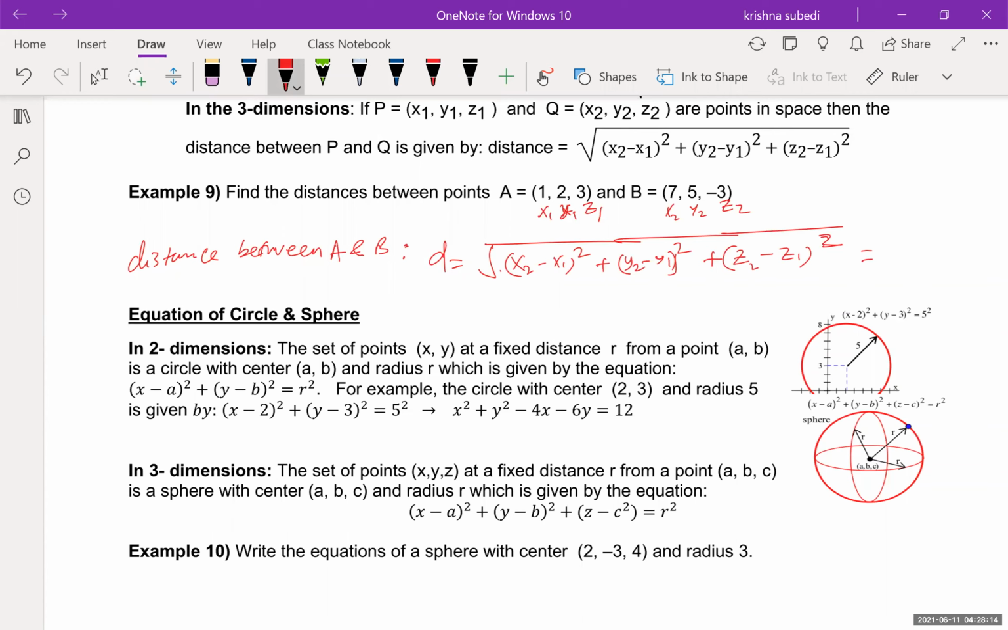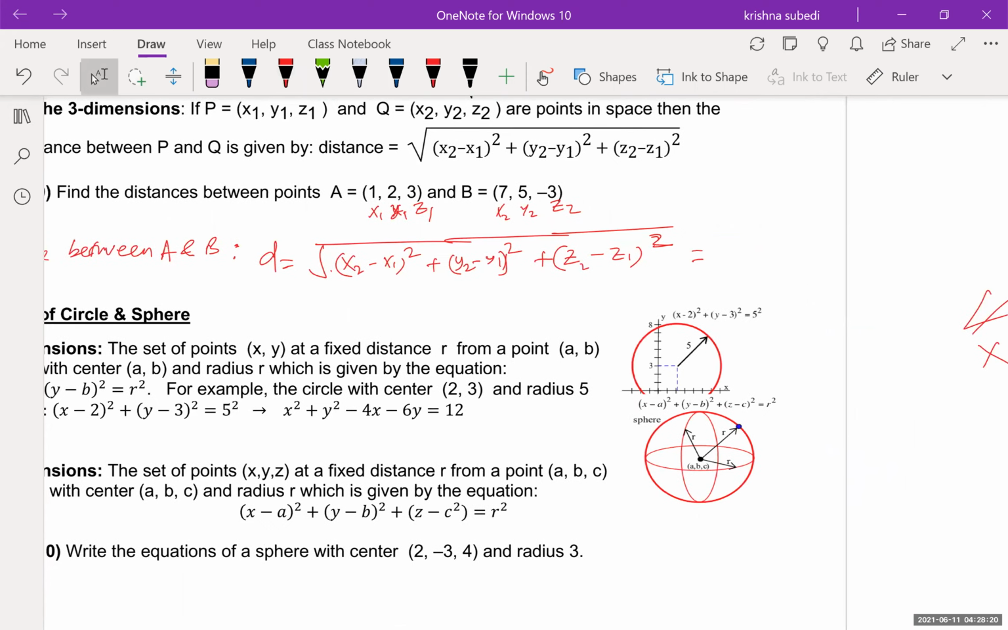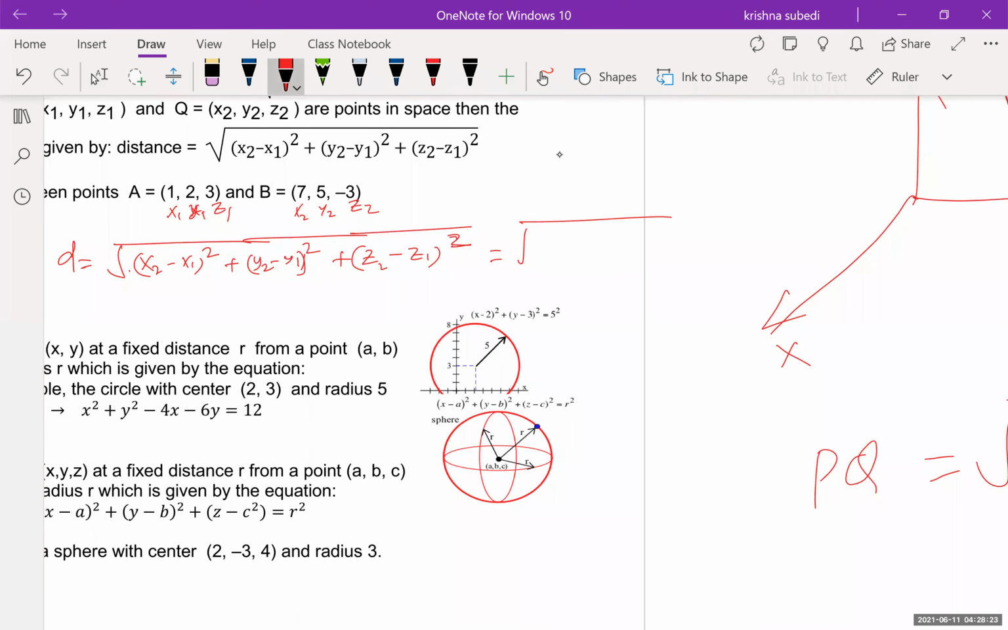Somebody already got the answer there. Yeah. So that's going to be the square root of (7 minus 1) squared plus (5 minus 2) squared plus (negative 3 minus 3) squared equals, is that 9, you said? Okay.